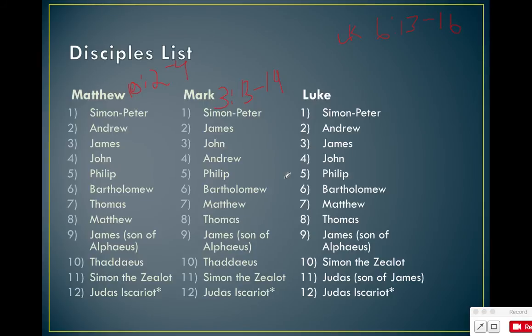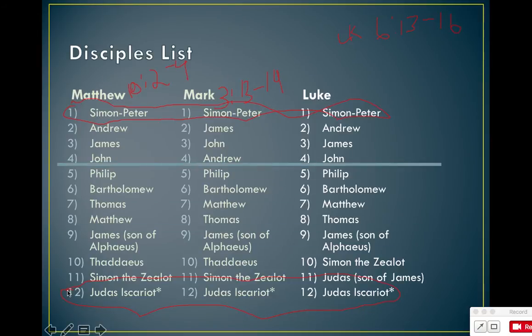So to yourself, what are some things that you might see as some of the similarities between the lists? Well, if you look at it, hopefully what sticks out first of all is that Peter always appears first in every list, and Judas appears last in every list. So that's the major thing.